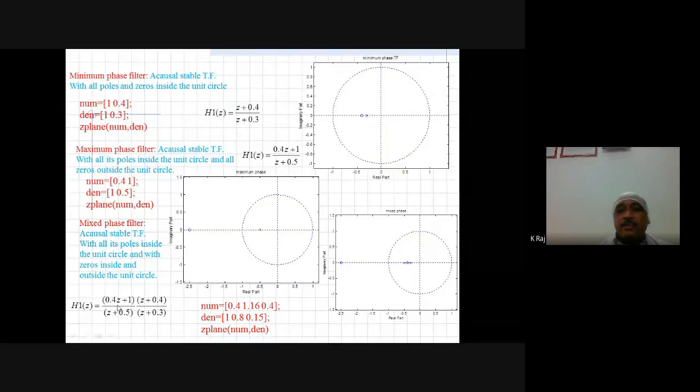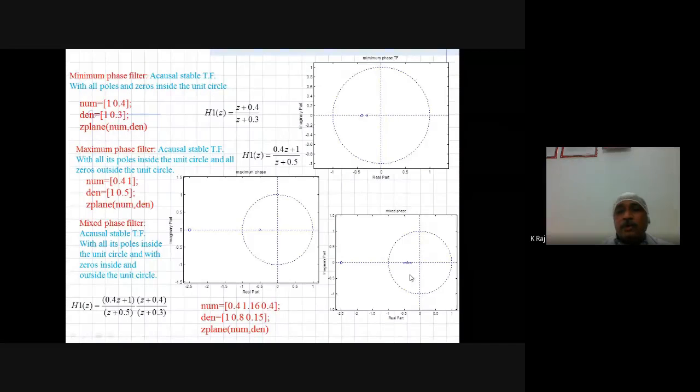Similarly, if we consider this transfer function H1(z) equal to (0.4z + 1) multiplied by (z + 0.4) divided by (z + 0.5) and (z + 0.3). And if we see the position and location of the poles and zeros, naturally we have to define the numerator and denominator polynomials. Then we will use the z plane command in order to see the positions and locations of the poles and zeros. Then this is the graph here.